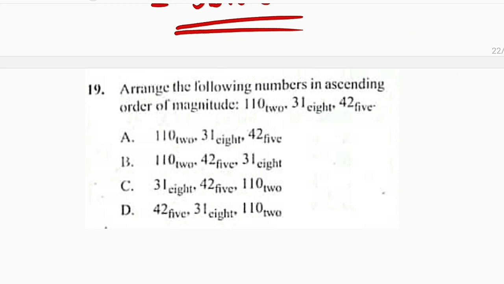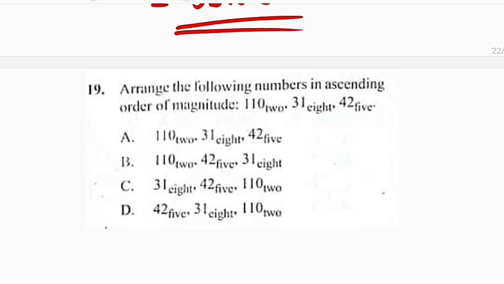All right, here is question number 19. We are asked to arrange the following numbers in ascending order of magnitude, meaning we should arrange them from the smallest to the largest. We have 3 numbers: 110 in base 2, 31 in base 8, 42 in base 5. So since you are dealing with objective questions, if your calculator is able to convert between different bases, you can do that.